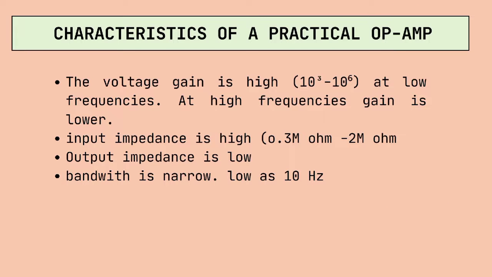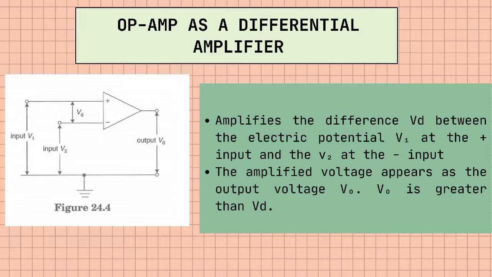Next one, characteristics of a practical operational amplifier. The voltage gain is high, which is in range 10 to the power of 3 to 10 to the power of 6 at low frequencies. At high frequencies, gain is lower. Input impedance is high, in the range of 0.3 mega ohm to 2 mega ohm. The output impedance is low. Bandwidth is narrow, low as 10 Hz.